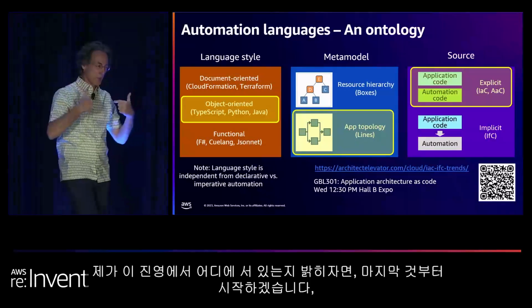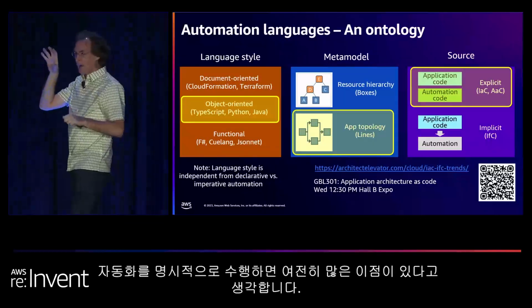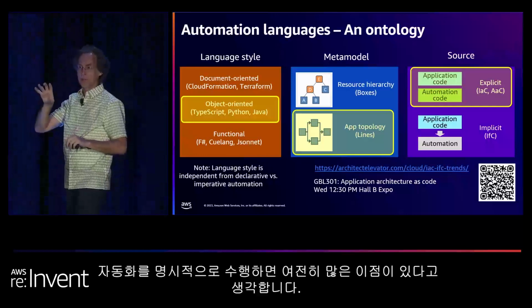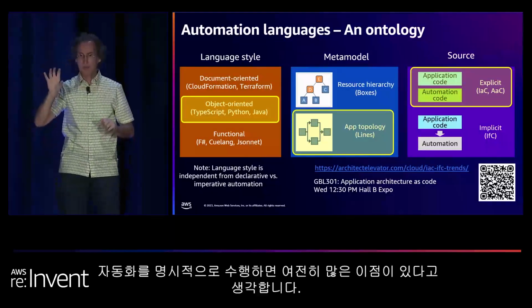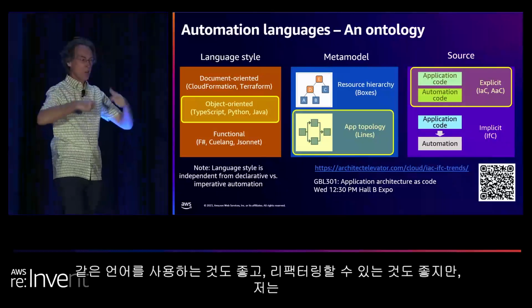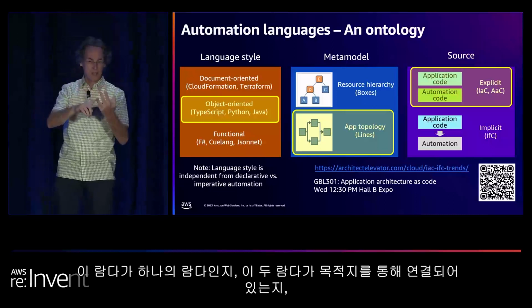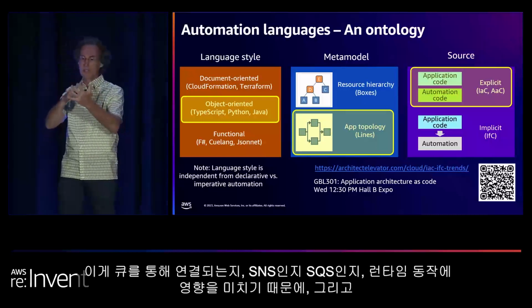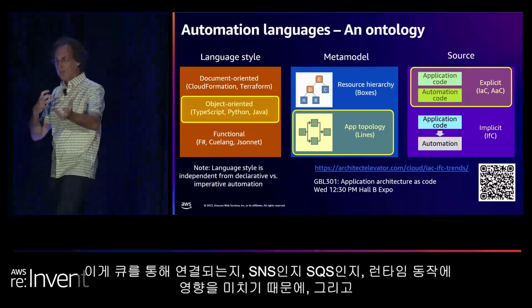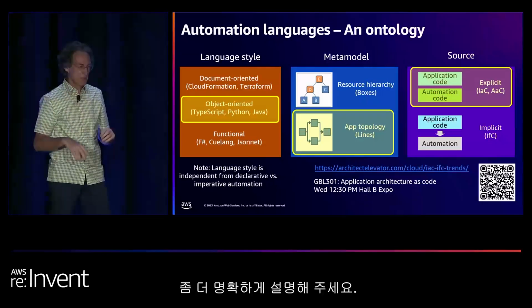If I reveal where I stand in this camp, let me start with the last one first. I feel there's still a lot of benefits of doing the automation explicitly. It's great to use the same language, it's fantastic to be able to refactor, but I like to say, is this one lambda? Are these two lambdas? Are they connected via destination? Is this via queue? Is this SNS or SQS? Because that really impacts my runtime behavior, and I'd like to be more explicit about it.